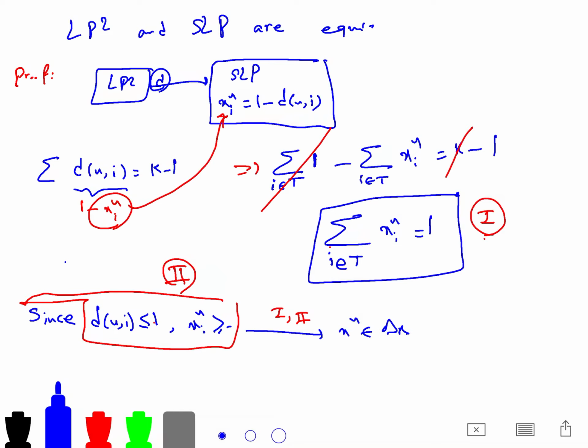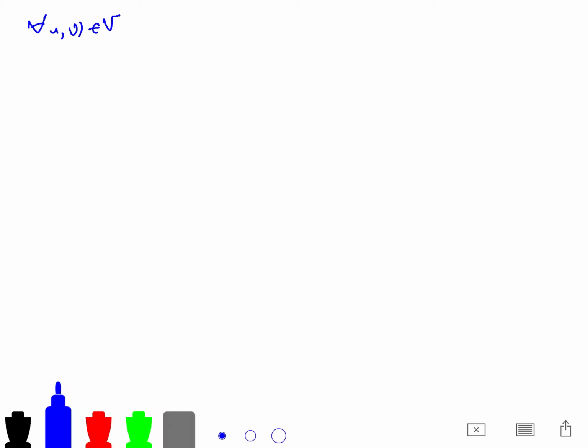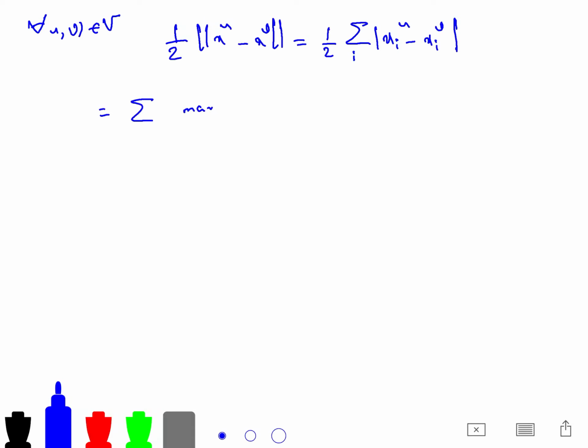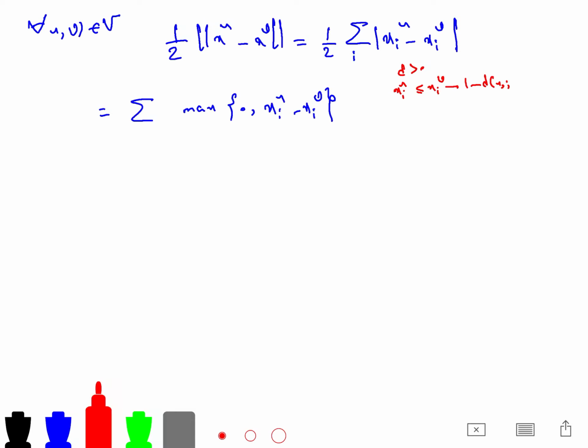And the next thing is, for any u and v in V, now you just write the dual formulation, the dual objective, and just because it's a norm, an L1 norm, you write it as a sum of absolute differences of x_i(v) and x_i(u). And because d is greater, this is equal to the maximum of 0 and x_i(u) minus x_i(v). And it's very simple because d is greater than 0, and we have assumed that if x_i(u) is less than x_i(v), then 1 minus d(u,i) is less than 1 minus d(v,i), we just substitute that.